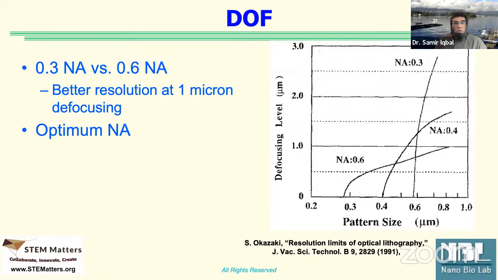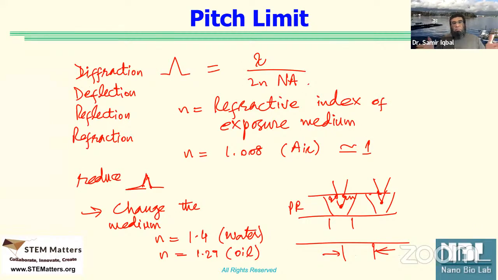But there was another thing, which was pitch limit, which is how close can we make one feature from another feature. So when you do the lithography, the boundaries of features, if you make them too close, the photoresist will get exposed in between. So you will lose resolution. So two features will get merged and what you will get on the wafer will be one feature. We don't want that. So then again, we want to know how close can we pack them.